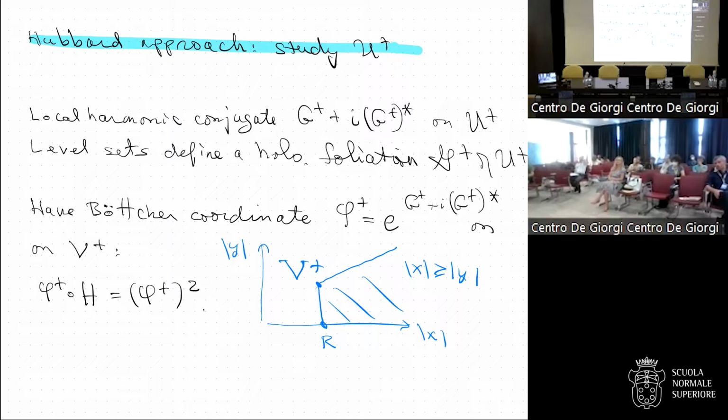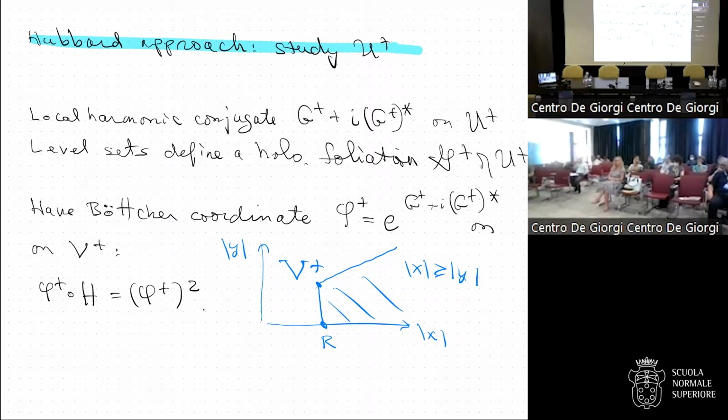And furthermore, Hubbard observed that if you take e to the G plus its harmonic conjugate, well, this isn't the way he defined it, but it's the way I define it. I mean, he had his own fine way of defining it, but this gives you something that's the Böttcher coordinate, and that means that this is a coordinate that semi-conjugates you just to x squared.